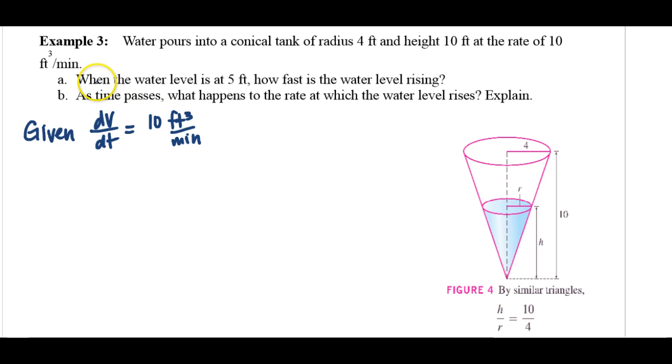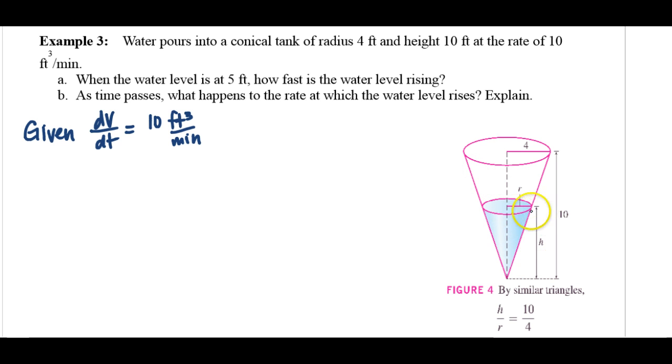In part A, we're asked when the water level is at 5 feet, how fast is the water level rising? This blue portion here represents the water. The height of the water is a variable. It's changing, so we have to label it with h. And then we have a radius of the water that's changing, so we label that with r. Where students get confused here is the fact that there's a fixed height, the height of the actual cup or the cone, that's 10, and a fixed radius of the cone, that's 4. But it's almost like we have two cones, because the shape that the water takes on when poured into a cone is also a cone.